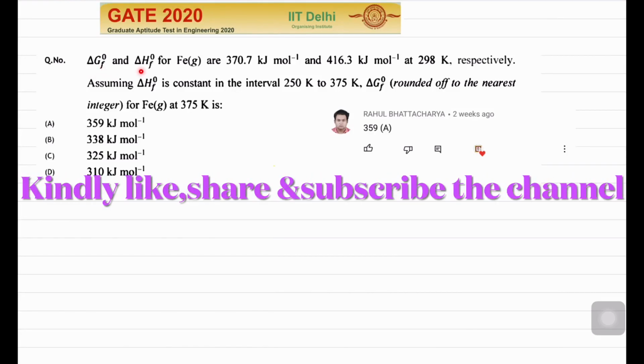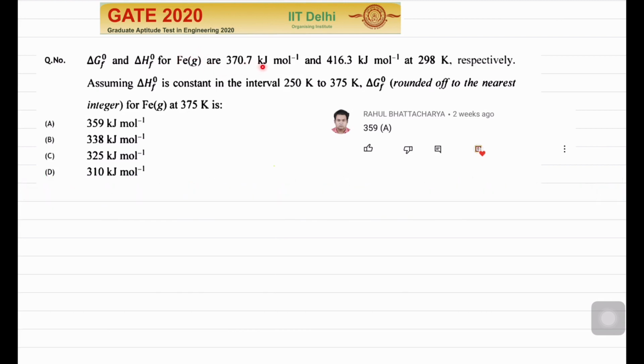Delta G naught F and delta H naught F for iron in the gaseous state: the standard Gibbs free energy and the standard enthalpy of formation of Fe gas are 370.7 kilojoule per mole and 416.3 kilojoule per mole at 298 Kelvin respectively.